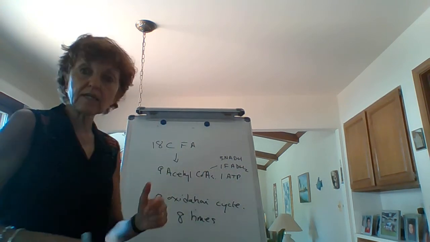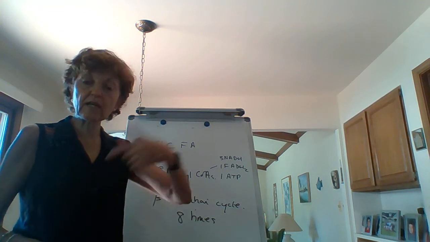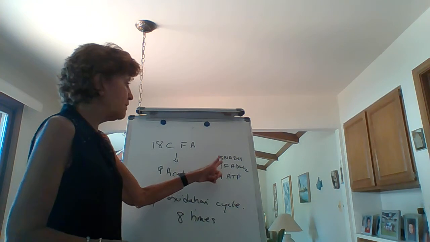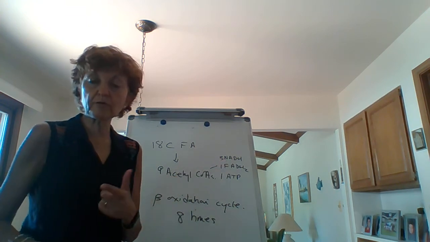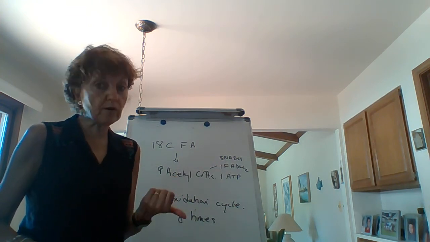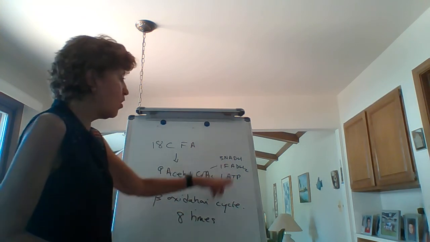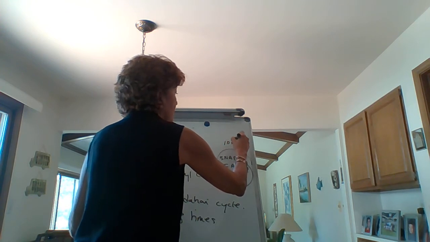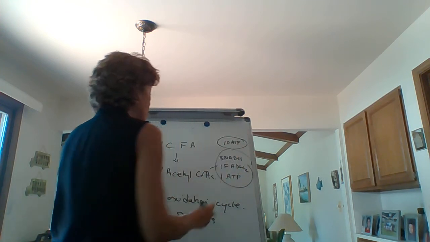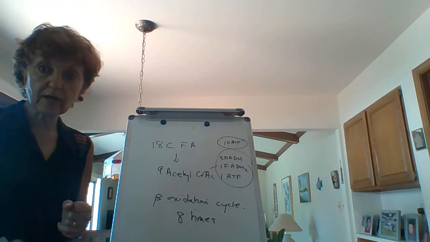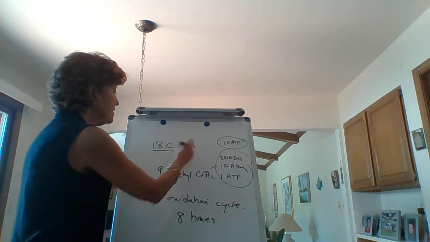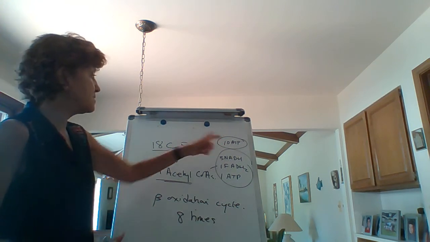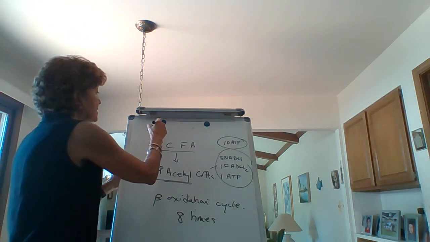And remember that the NADHs go to the electron transport chain, and for each NADH you get 2.5 ATP. The FADH2 goes to the electron transport chain, and for each FADH2 you get 1.5 ATP. So you add all that up together and you end up with 10 ATPs total for each acetyl-CoA. Now, in this 18 carbon fatty acid, you're producing 9 of them. 9 times 10, that's 90 ATP.